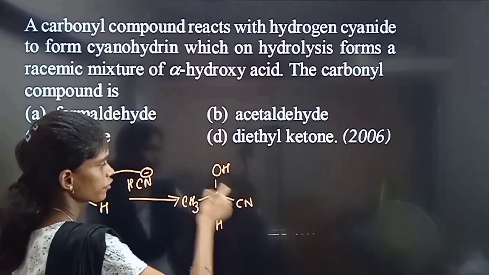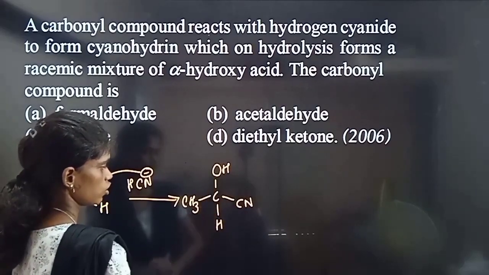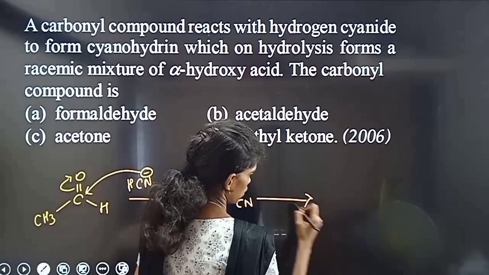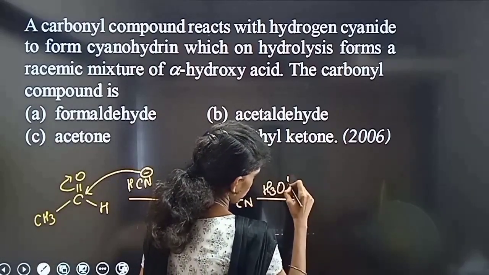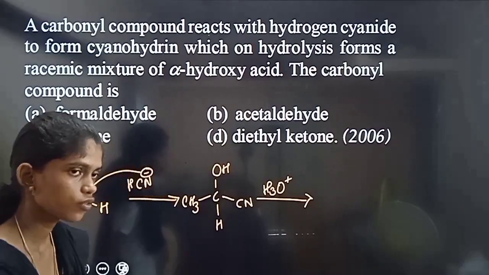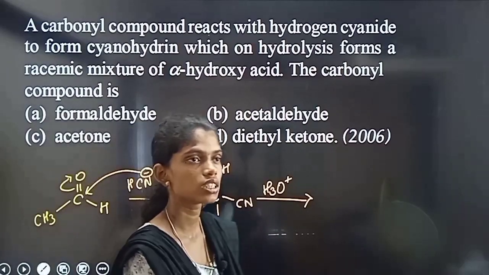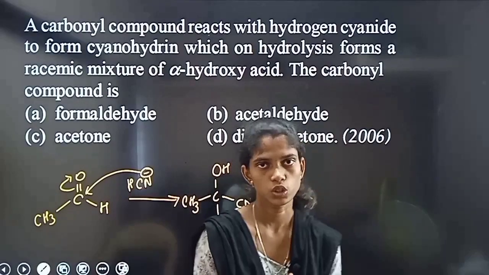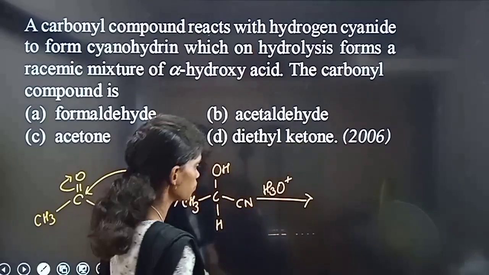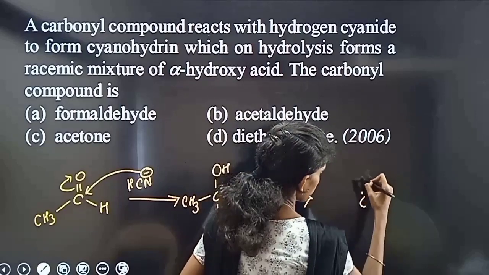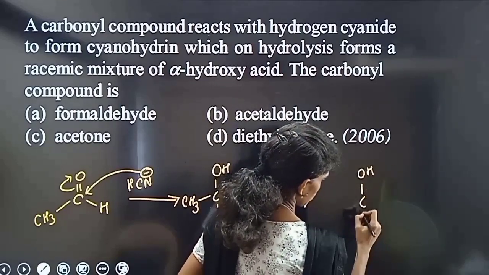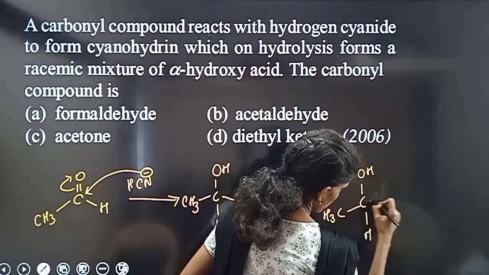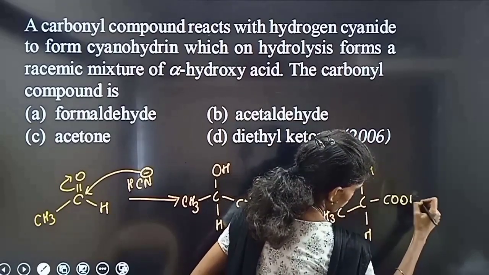If we look at this, all four are different groups: OH, CH3, hydrogen, and C. It is hydrolyzed. We know that in the preparation of carboxylic acid, we saw that cyanide can be hydrolyzed to form acid. So this part will be hydrolyzed: C, OH, CH3, hydrogen, then that is COOH.